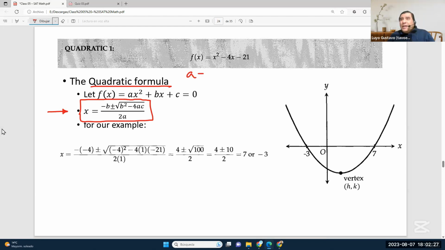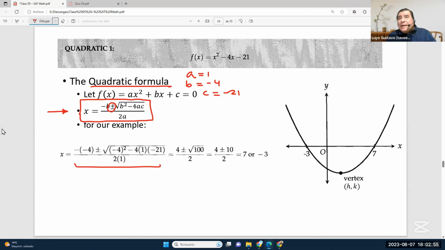So here we would say A equals 1, B equals -4, and C equals -21. These are the values to be substituted here. You can see it's already been done. But notice something. There is this expression -b plus or minus the square root of something over 2 times A. The double sign here means that we actually can obtain two different values for x.